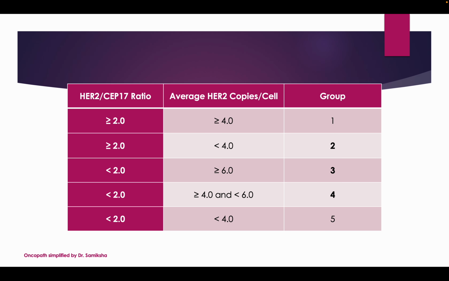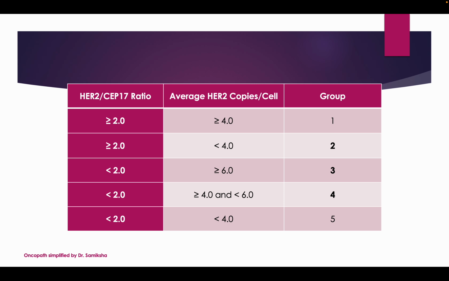So remember, group 1 is when the ratio is more than or equal to 2 and the average copies are more than or equal to 4. So it signifies that HER2 is already overexpressed, right? The average number is higher, and by ratio each cell obviously has more HER2, so group 1 is going to be positive for HER2 expression. Again, coming to group 5, you have a HER2 by Sep17 ratio less than 2, and average numbers again less than 4. So by definition this is going to be negative. That is, there is no overexpression of HER2 in this case. So group 1 on ISH is positive, and group 5 on ISH is negative.